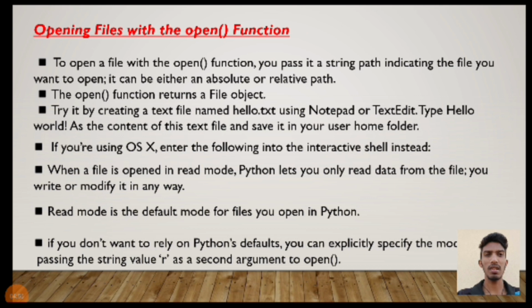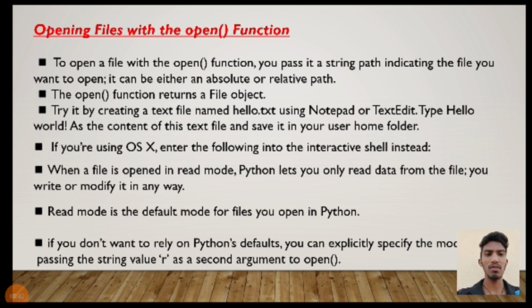Opening files with the open function. To open a file with the open function, you pass it a string path indicating the file you want to open. It can be either an absolute or relative path. The open function returns a file object. Try it by creating a text file named hello.txt using Notepad or TextEdit. Type Hello world! as the content of the text file and save it in your user home folder. If you are using OS X, enter the following into the interactive shell instead.